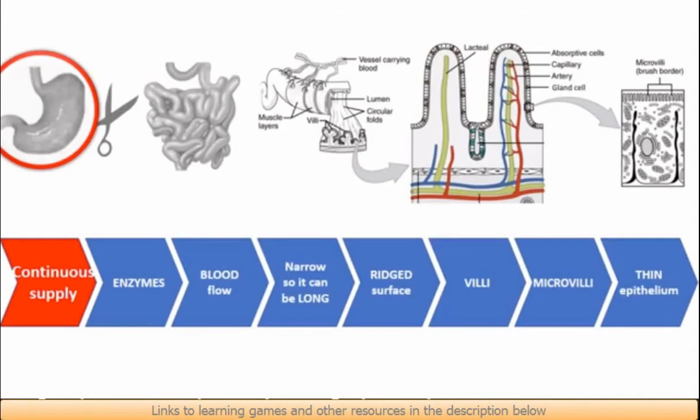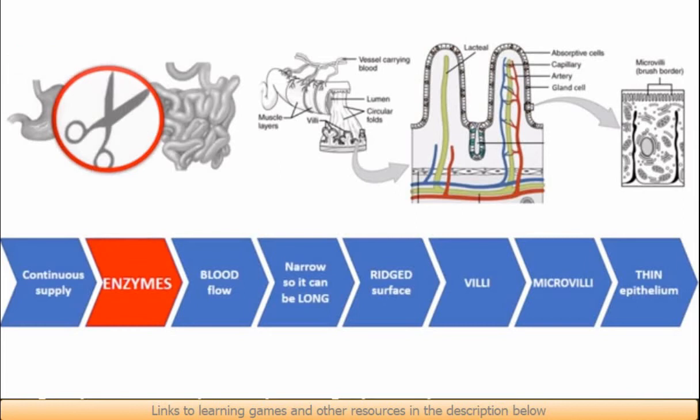Firstly, continuously moving food from the stomach into the intestine to replace any that has been absorbed helps to maintain the concentration gradient. Enzymes are released from the walls of the small intestine, the stomach and the pancreas to break down large insoluble food molecules and therefore increase the concentration of the soluble food molecules at the absorbing surface.